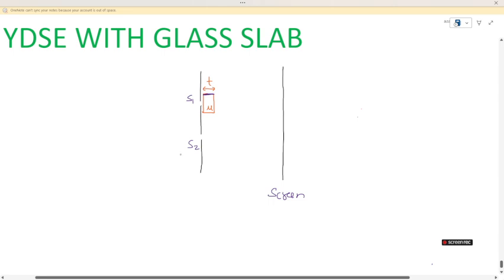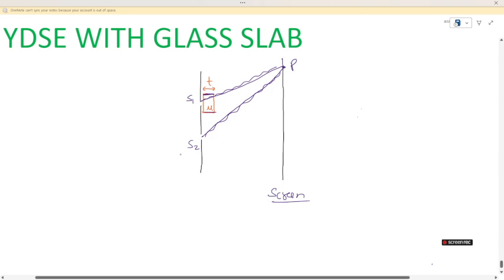Okay, now what have we done here? We have inserted a slab of refractive index mu and thickness t in front of slit S1, and this is slit S2. This is air and we will observe the pattern on the screen. So let's say at this point P, what is happening? Two waves will travel, one from S1, one from S2, and some pattern will be seen at P.